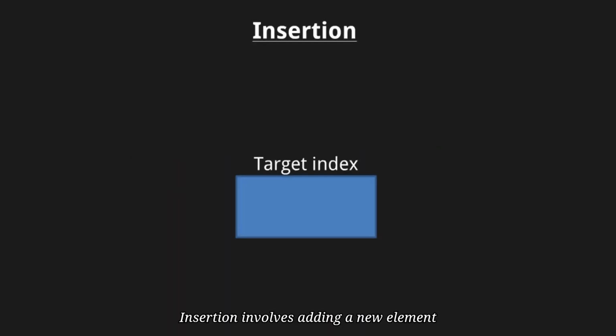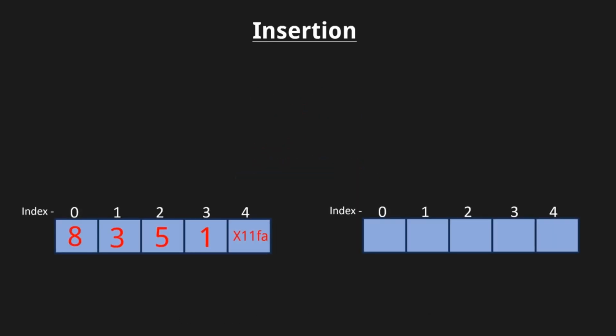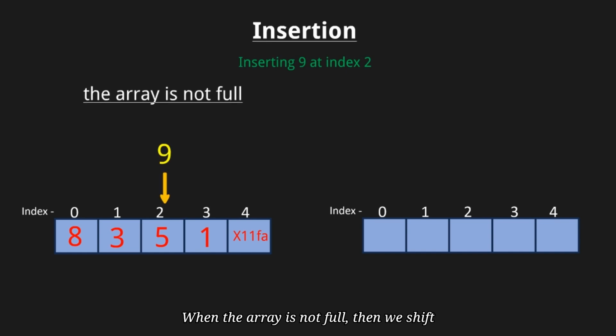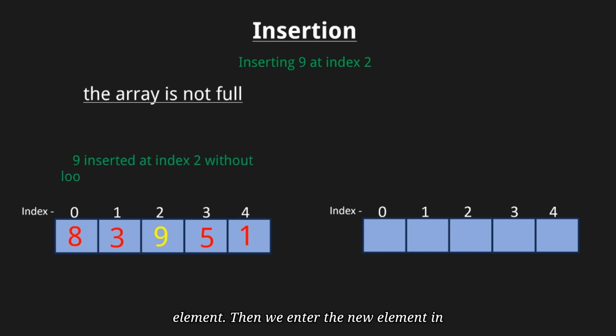Insertion involves adding a new element at a specific index. To insert an element, there are two distinct cases. When the array is not full, then we shift all the elements one position right, starting from the last element in the array until the index where we want to insert the element. This process makes sure we don't lose any element. Then we enter the new element in the desired index.